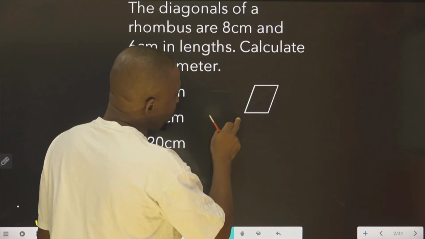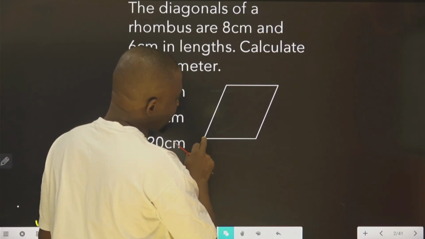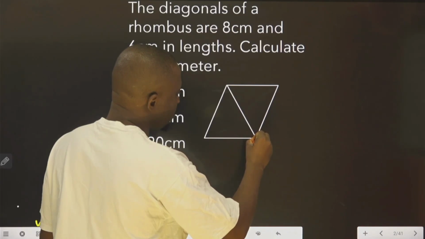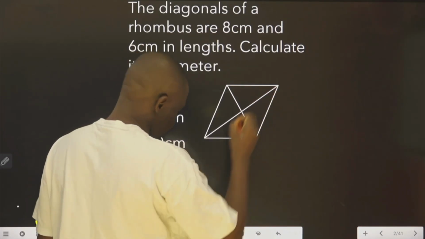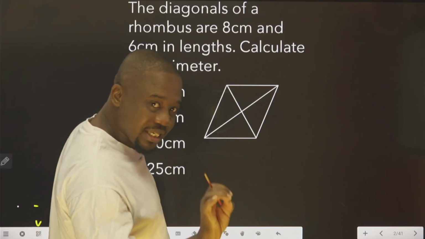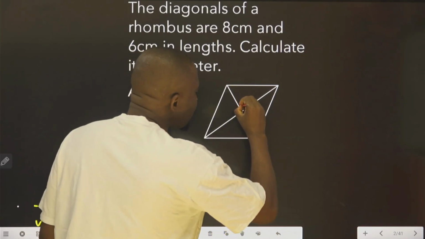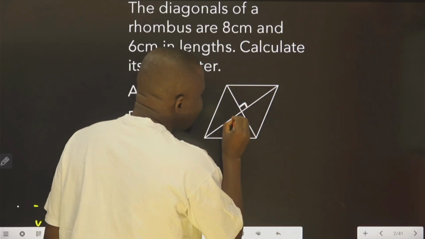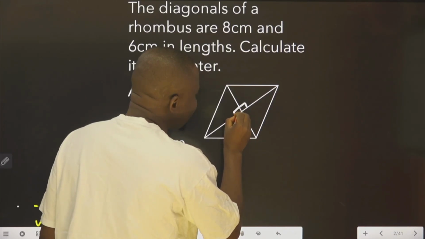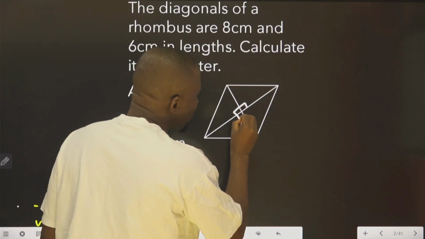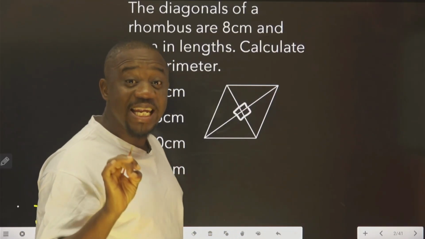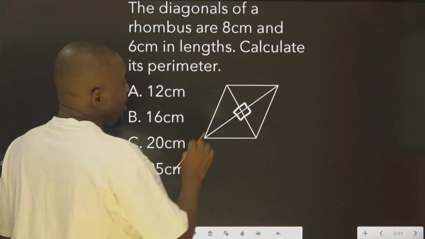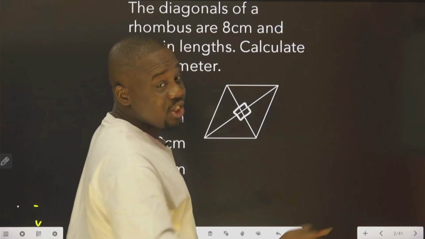Let's draw a rhombus. Say this is a rhombus. These are the diagonals. Okay? One thing about a rhombus is these angles are 90 degrees. These are all 90 degrees. These angles you are seeing, they are all 90 degrees. Because they are 90 degrees, it means we can use the Pythagoras theorem here.